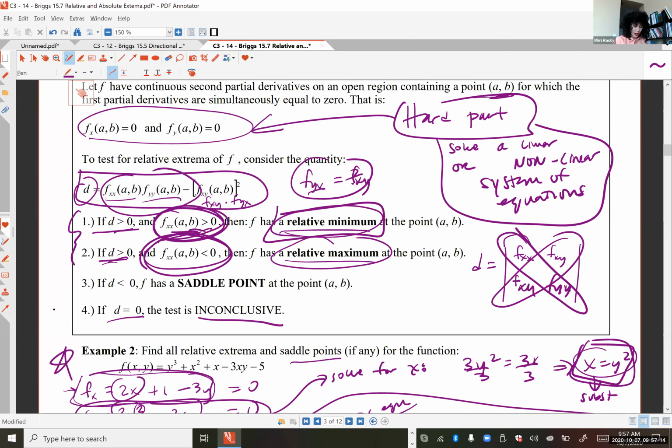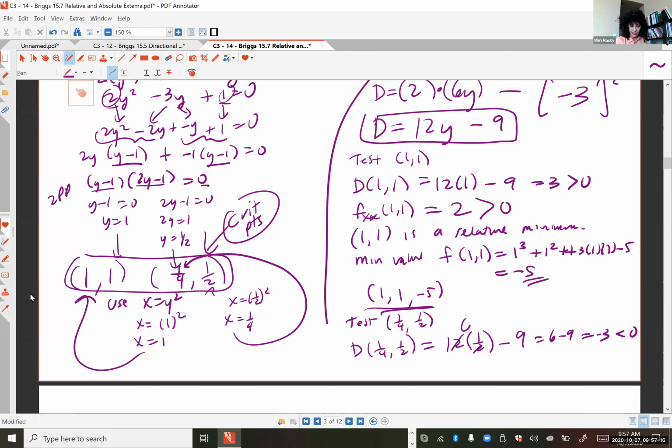So you don't even have to go check fxx. Who cares? You have a saddle point, neither a max nor a min. And if I like to see ordered triples, that occurs at the ordered triple 1/4, 1/2, and if you plug 1/4, 1/2 into your original function, you're going to get -79/16. I know. And we are done with this problem.